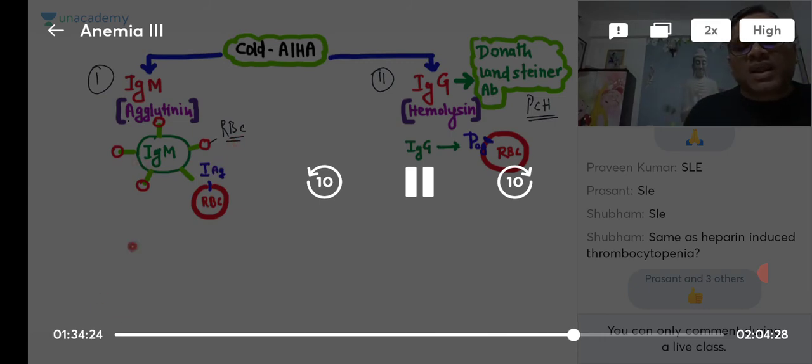So the question will be asked to you: IgM antibody is formed against which antigen of the RBC? IgM antibodies are formed against which antigen of the RBC in the agglutinin type of cold autoimmune hemolytic anemia? So can you see what is the name?